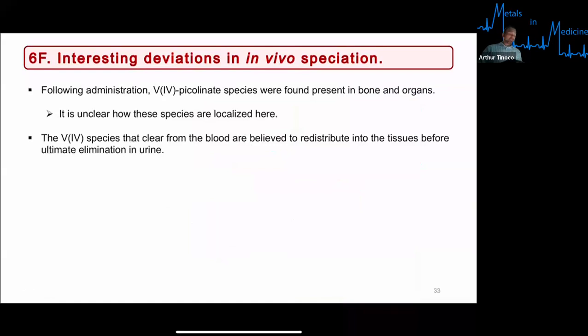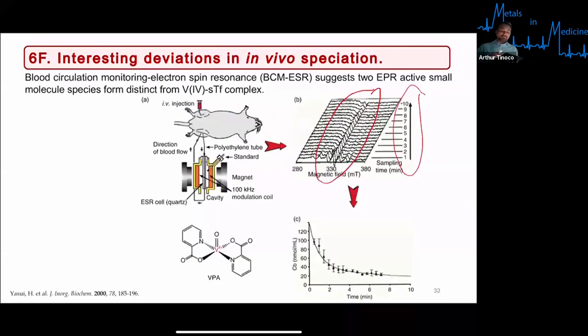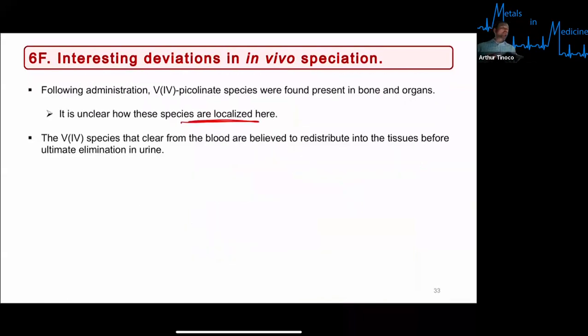So following administration, that vanadium picolinate species was found to be present in bone and organs. So actually they found vanadium still coordinated to the picolinate distributed through the body of the rodent, although it's not exactly clear how they were localized there. So maybe transferrin may have participated in it, but it's not clear, at least from the EPR perspective, that was necessarily the case. Also, those vanadium-4 species, when they clear from the blood, are believed to redistribute into the tissues before they get eliminated in the urine. So there's some amount of longevity of those vanadium species within the rodent, which may have exhibited some of the anti-diabetic properties. But here they were mostly focusing on the fate of the compound that they were observing.